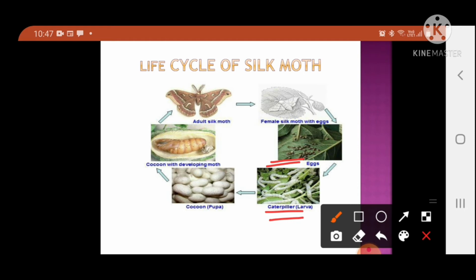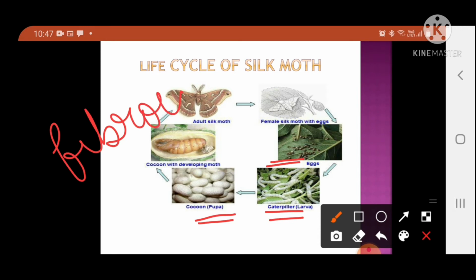When the caterpillar is ready in 5 to 6 weeks to enter the pupal stage, it stops feeding and its salivary glands start secreting a sticky fluid that is known as fibrin. This fluid hardens on exposure to air and forms a long thread of silk. This thread gets wrapped around its body to form a ball-like structure called cocoon. So these are the cocoons.